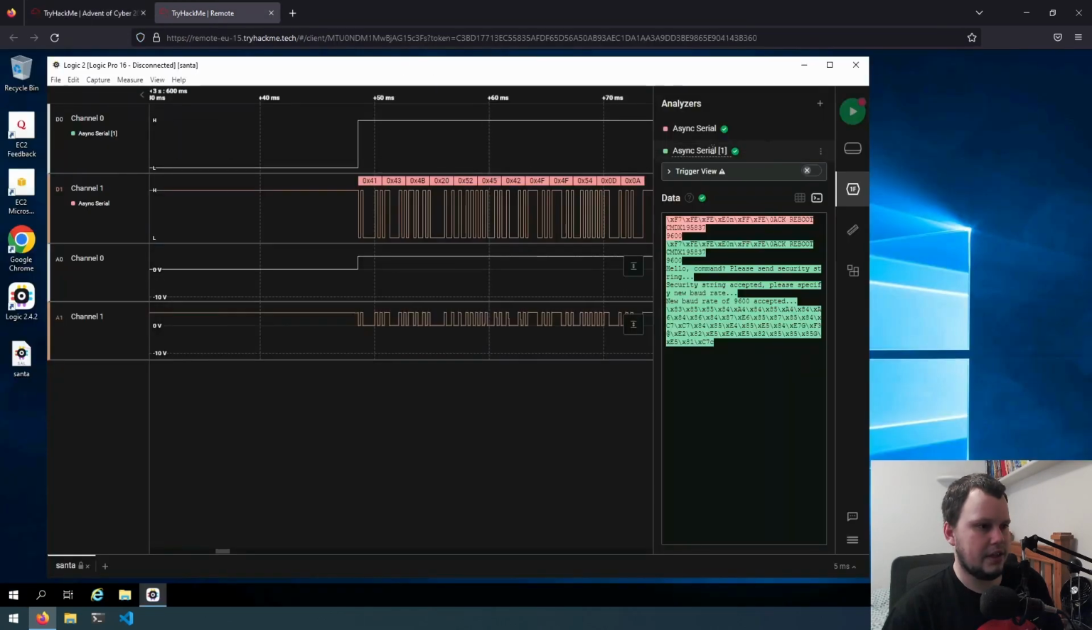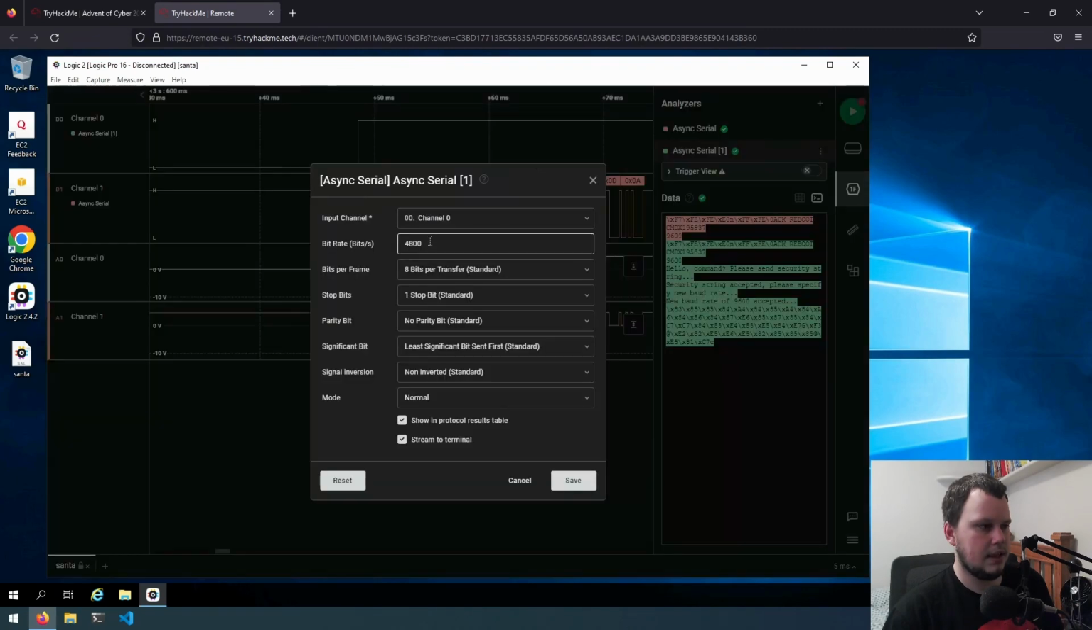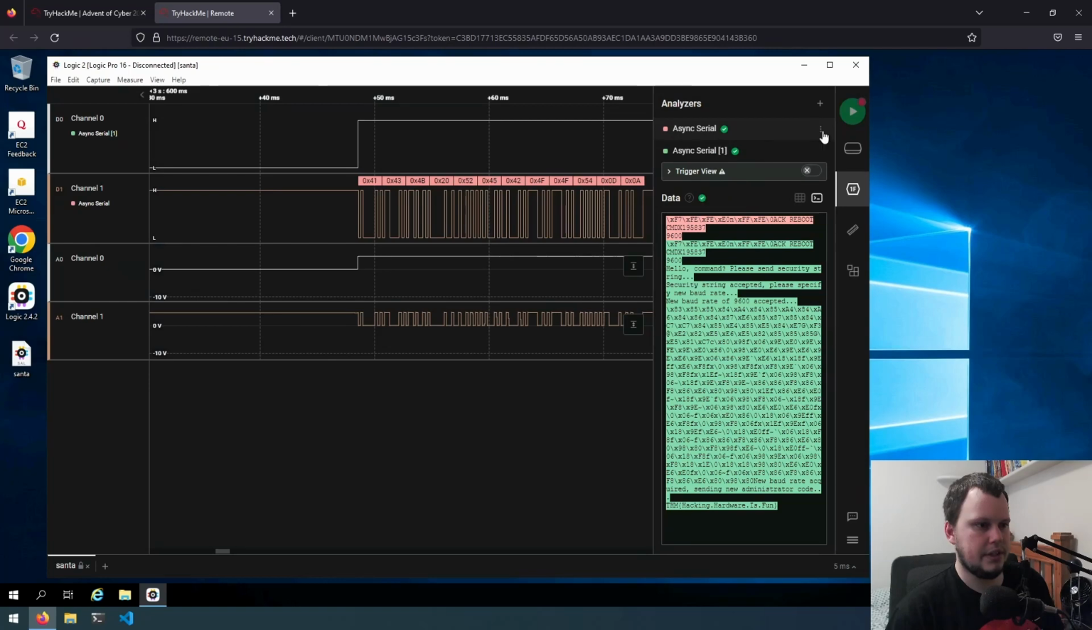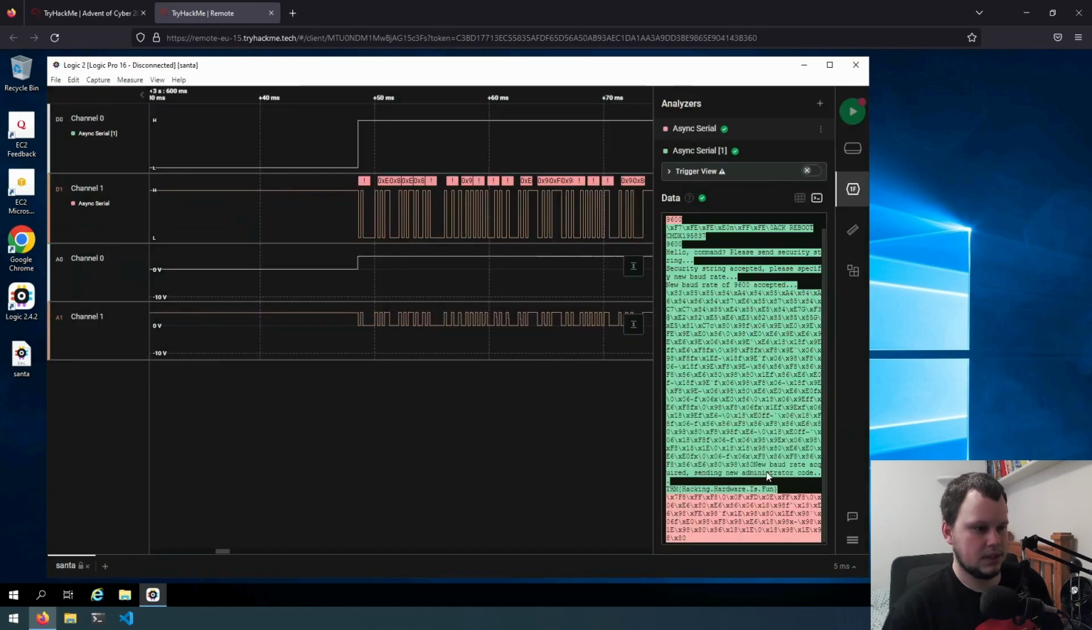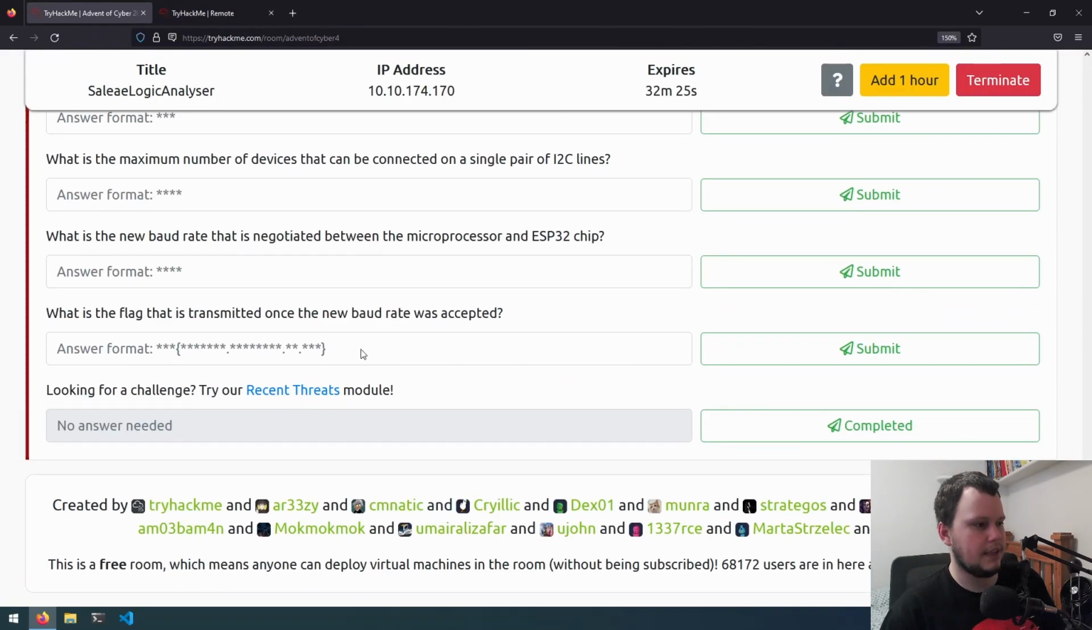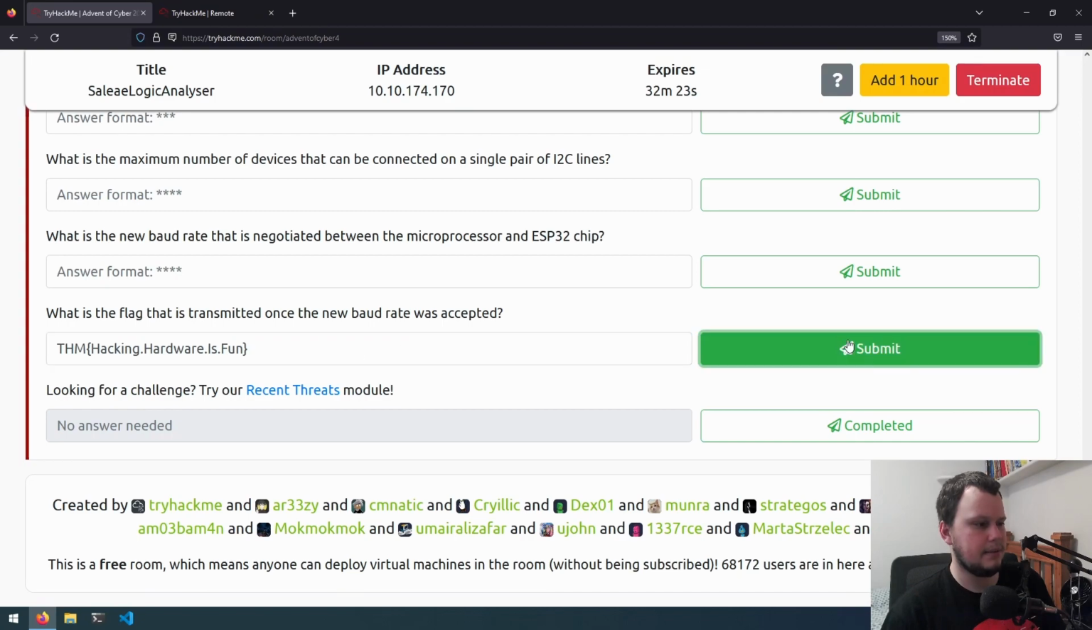So if we go to here, we can edit it and change it to 9600, and if we go to here we can change this also to 9600. We see down here we've got the flag: TryHackMe, hacking hardware is fun. So we can copy that, and the flag which is down here, we can submit that.